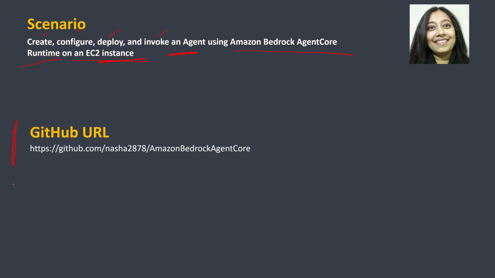Now, since AgentCore is in preview and it has gone through a lot of changes, it can even go through additional changes in the future. What I have done is create a GitHub repo named Amazon Bedrock AgentCore on my GitHub account. This is a public repo, and I have added all the source code, the policy details, the commands, and everything to it. So please go ahead and fork this repo. That will allow you to execute this lab seamlessly.